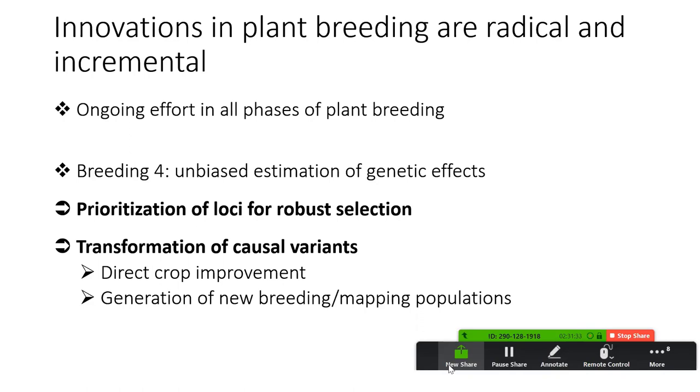And so that shows how breeding 4 could interact with other phases in plant breeding. But also, maybe more excitingly, those unbiased estimated genetic effects could be used to transform causal variants, either for direct crop improvements, moving from one background to another, presumably better, but also to generate populations that could be completely new, in the way that you wouldn't have variability through segregating haplotypes anymore. You will have only particular sites that differ from one individual to another, but everything else around that particular variant being possibly completely the same. So we would have much more power to estimate the effect of causal variants without confounding.